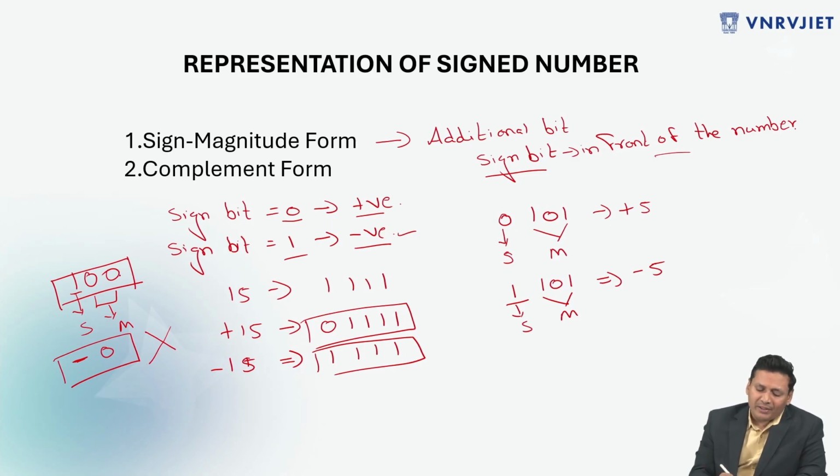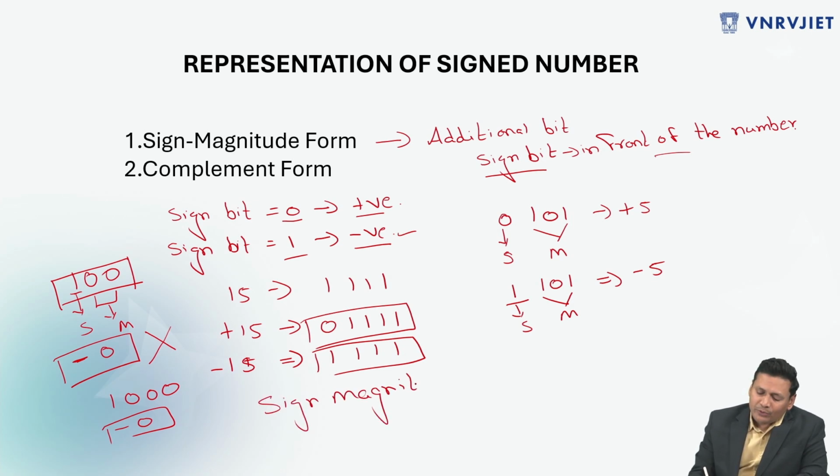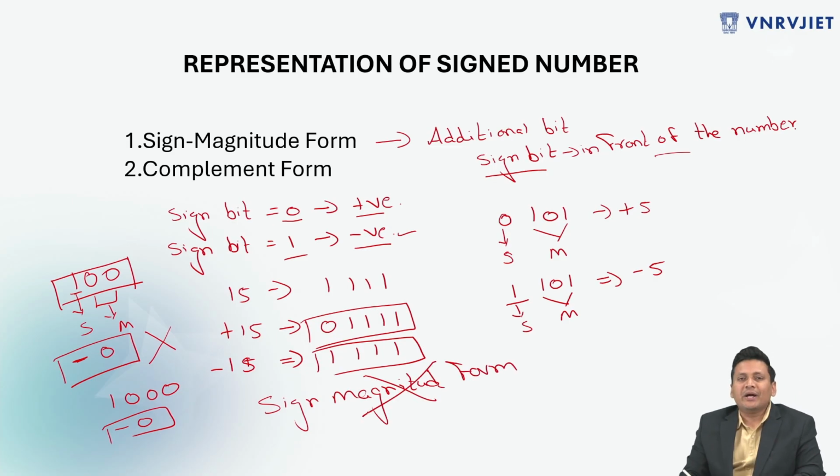The same problem will continue. If you further take 1000, again it is also -0, right? So -0 is practically not possible in any number system. That is the main reason that the sign magnitude form is not preferred, or is not at all used. As I said, this is the main problem.